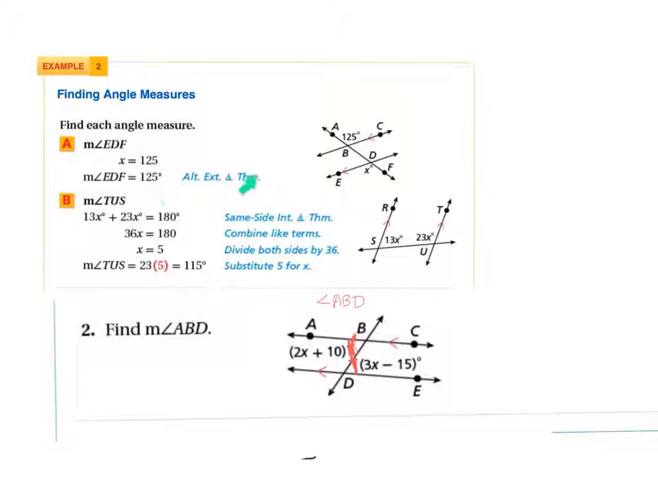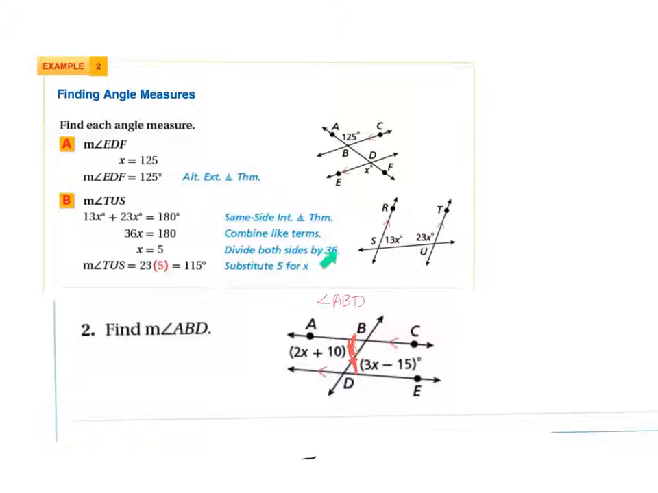Here are a few examples. It says find the measure of angle EDF. Well, we were given ABC, and ABC and angle EDF are alternate exterior angles, so they're congruent. So if that's 125, then this must be 125.